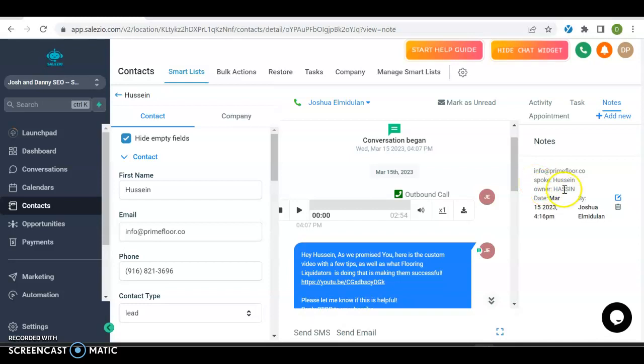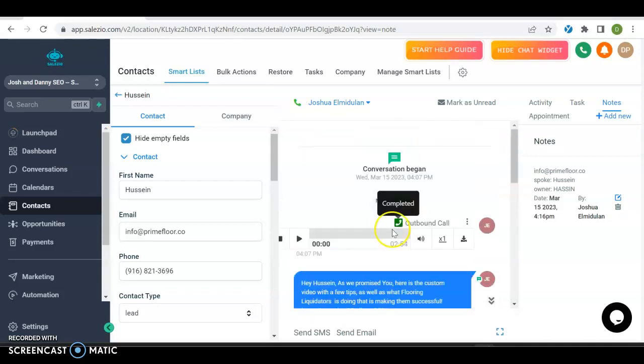So I know, well, sorry, I didn't redo the language over here, but I now know I am talking with the owner. So now I can go through the owner's script. That is how you differentiate.